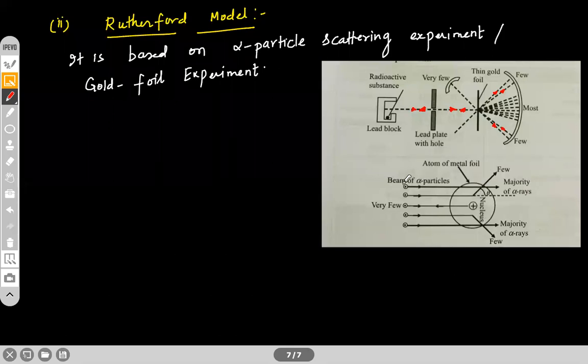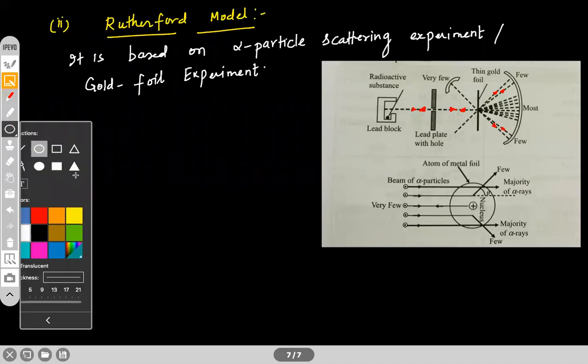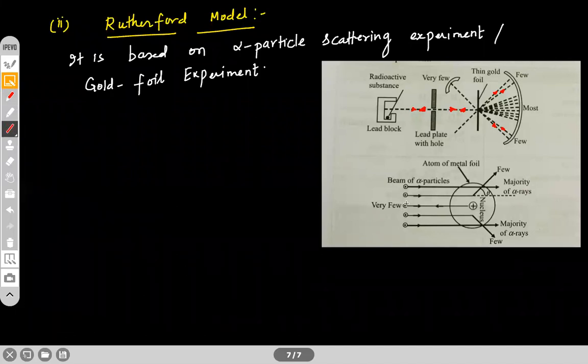So what happens when a beam of alpha particles strikes? Very few of them deflect like this, and most of them you see pass through this atom without any deflection. So there are so many alpha particles which pass without any deflection. This was the first observation. The second observation was what? A very few of them deflect by a very small angle.